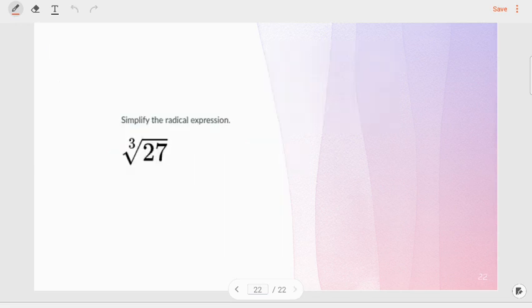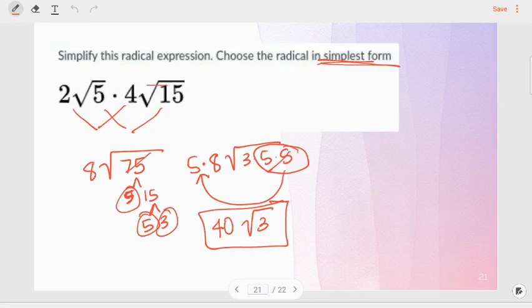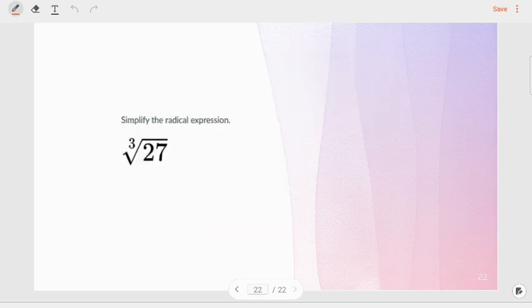Last but not least, simplifying this radical expression. Notice all these didn't have any little symbol inside the radical spot. This time there's a 3, which means instead of pairs, or a number that multiplies together twice to give me the inside, I'm looking for a number that multiplies together 3 times to give me, in this case, 27. Well, what times what is 27?